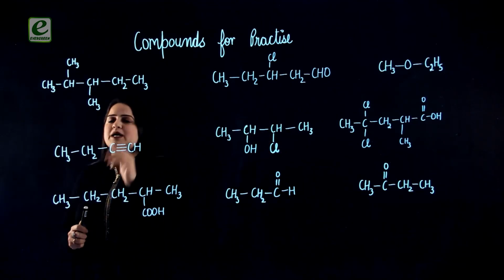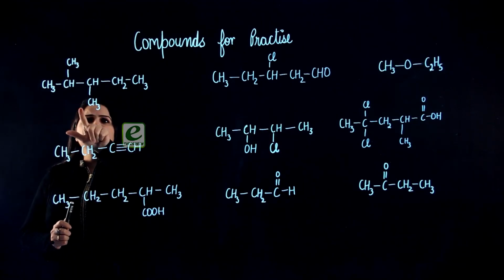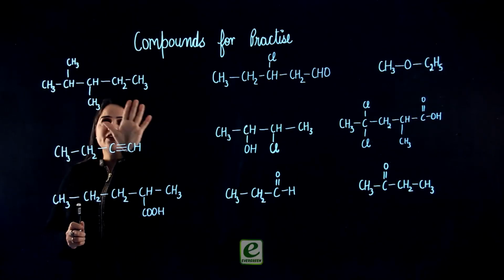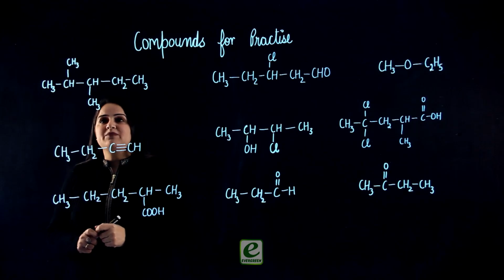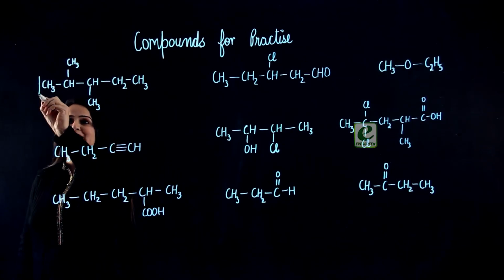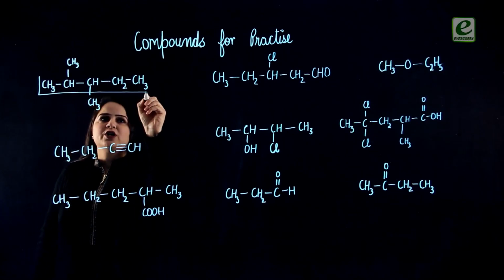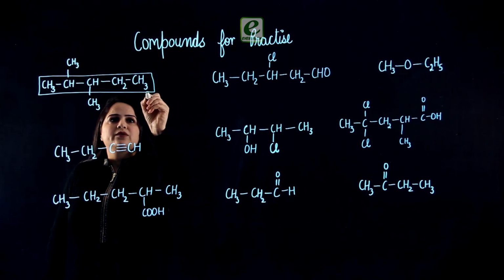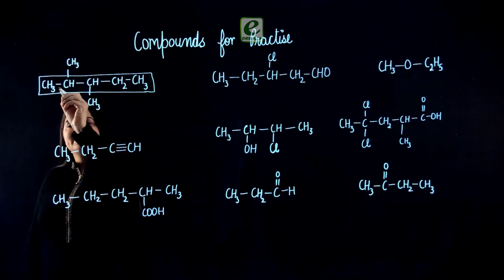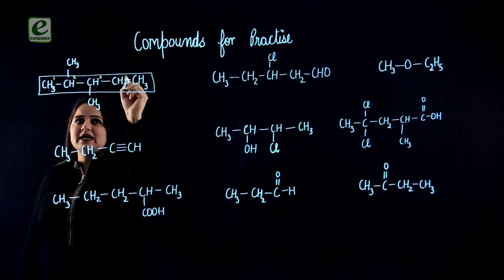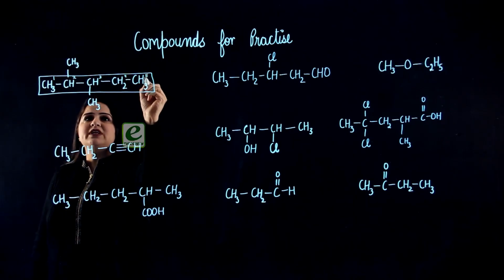So in this first compound, we can see only the carbon atoms. We cannot see any functional group. That means this chain doesn't contain any functional group, especially the secondary functional group. So we select the chain which is the longest.